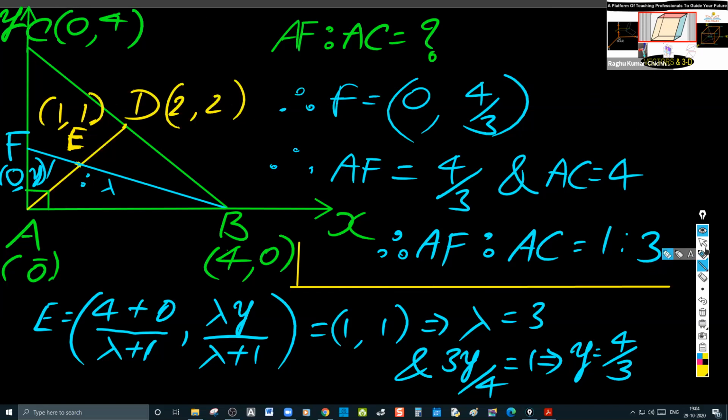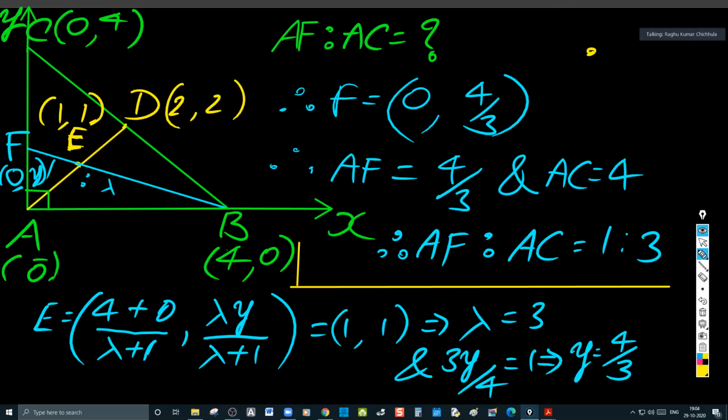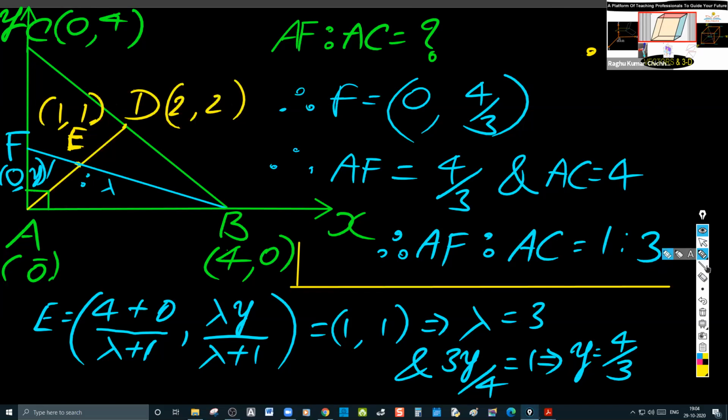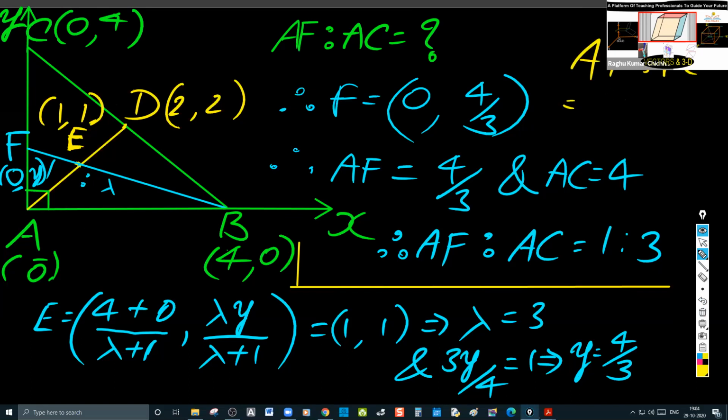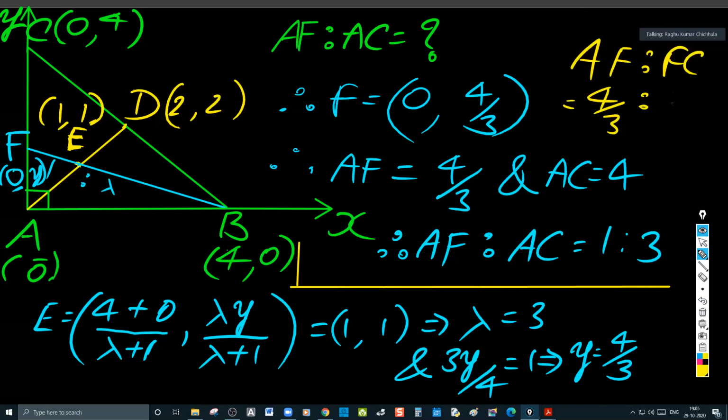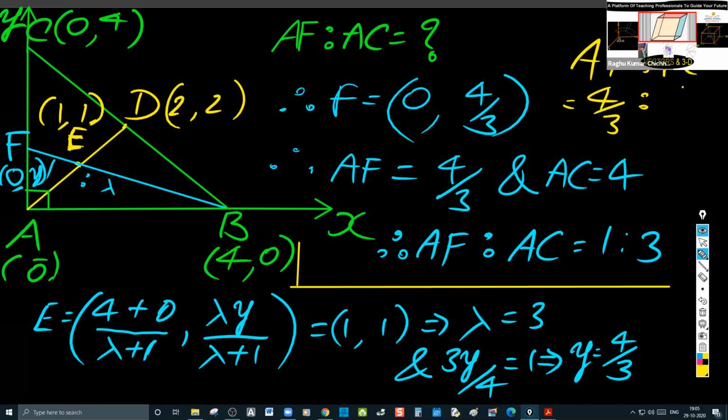If you are asked to find out AF is to FC, any one of you, do you answer me? AF is anyway 4 by 3. FC means 4 minus 4 by 3, which means 8 by 3. So it should be 1:2 in the options. I can say F is the point of trisection of AC. Point of trisection means which divides it in the ratio 1:2 or 2:1. This is the way you can understand.